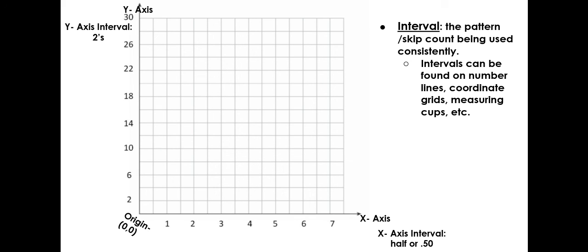So to recap, remember your interval is the pattern or skip counting being used consistently. It can be on a number line. Basically, these coordinate grids have number lines, and that's what we're representing it as. So make sure you identify those first.